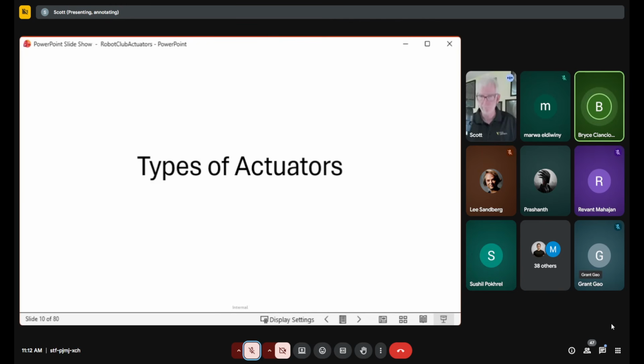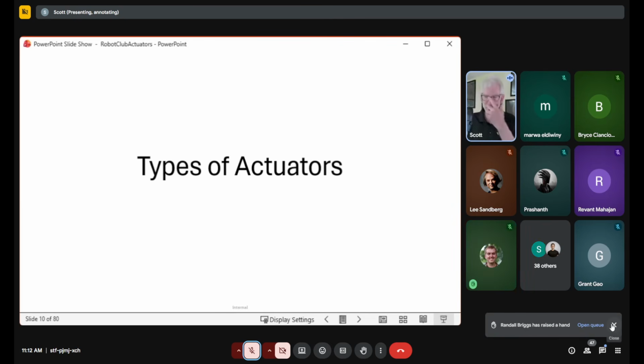Linear, rotary. Yep, rotary. I think those are the primary ones. Prismatic. Yeah, so prismatic could be considered linear. That's a fancy term for linear. And then you'll have revolute or rotary, which means it spins and rotates.